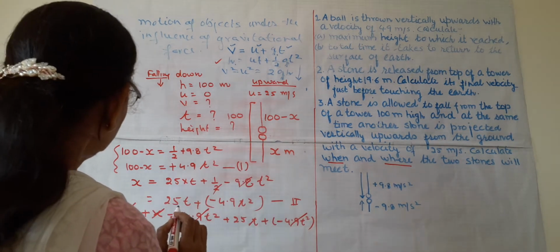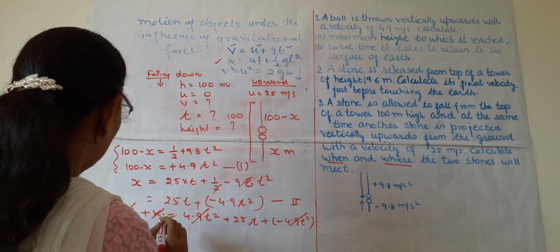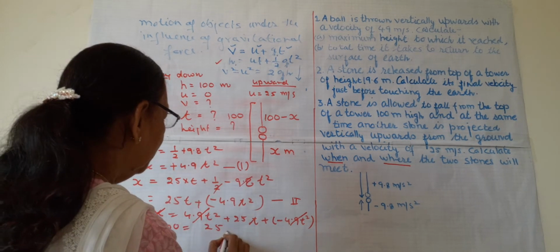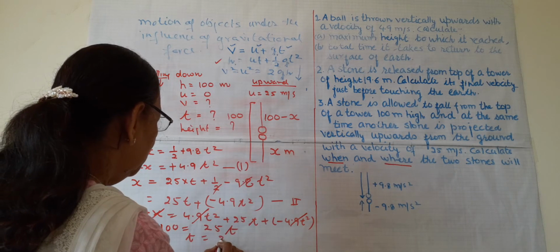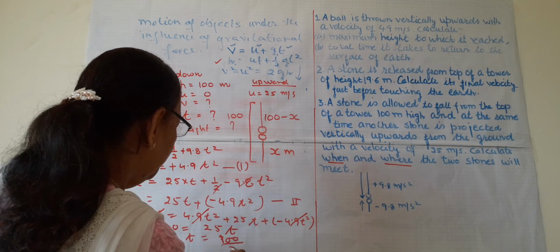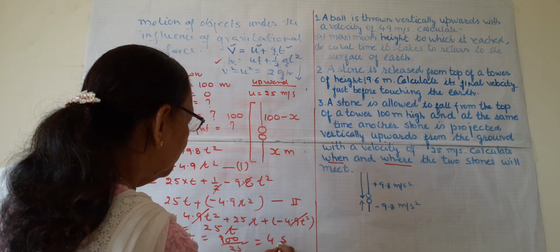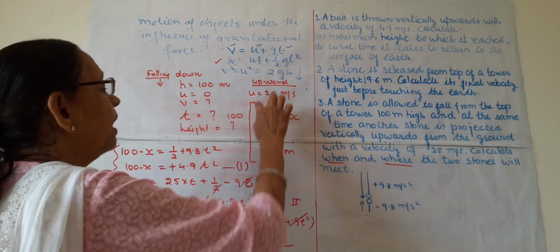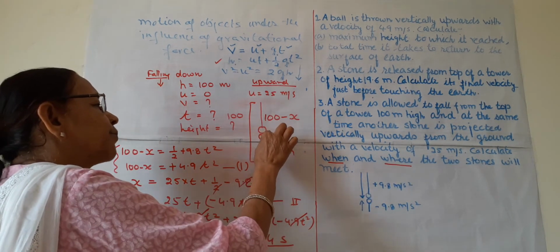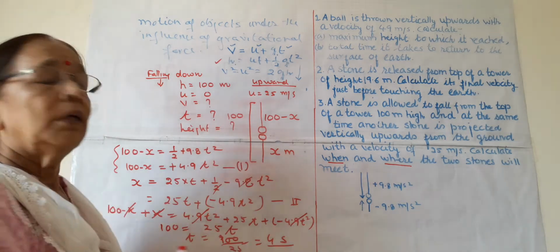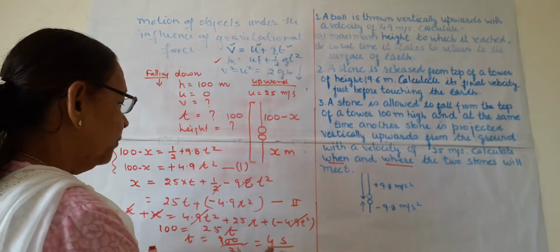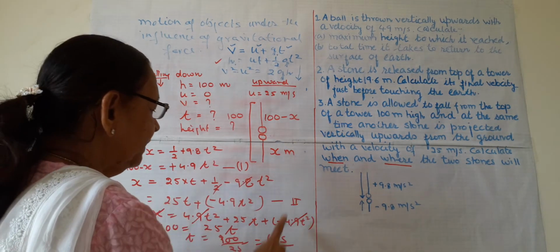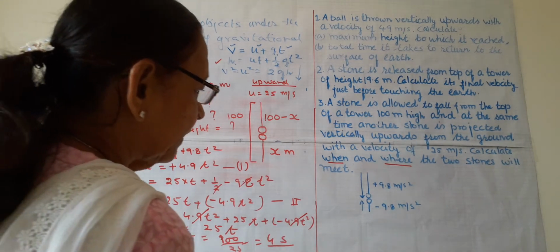So what is left? 100 is equal to 25t. So t will be 100 upon 25, which equals 4 seconds. So they meet after 4 seconds, when one is dropped from here and the other is thrown from the bottom. So the time is 4 seconds. This is the answer for when they meet.